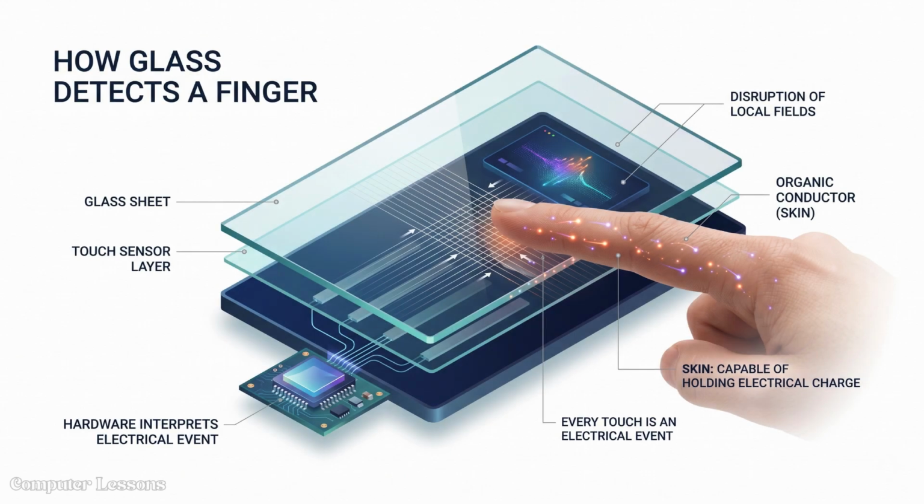To understand how a sheet of glass detects a finger, we must first look at the physics of the human body. Our skin is a complex organic conductor, capable of holding an electrical charge and disrupting local fields. Every touch is essentially an electrical event that the hardware must interpret.